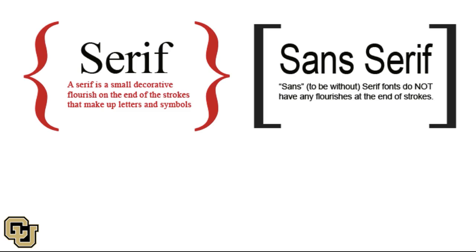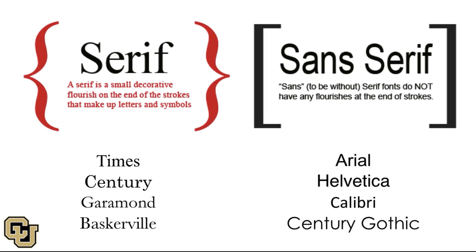Some examples of serif fonts include Times, Century, Garamond, and Baskerville, all of which have those little flourishes on the letters. Some examples of sans serif fonts include Arial, Helvetica, Cabrini, and Century Gothic, which are without those little strokes at the ends of the letters.